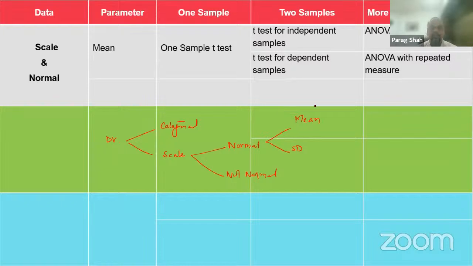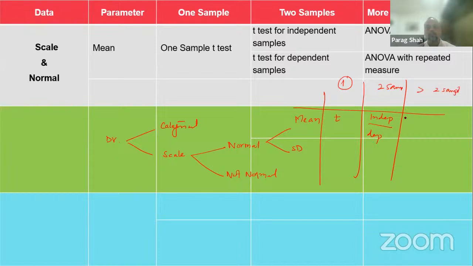Once you go up to this, then we have to find out. If it is one sample, then it is one sample t-test. If it is two samples, then you can say independent sample or you can go for dependent sample. If it is more than two samples, then we have to go for ANOVA. And here, if it is dependent, then it is ANOVA with repeated measure. This is how we have to go for ANOVA and all. Units different and units same. Okay.